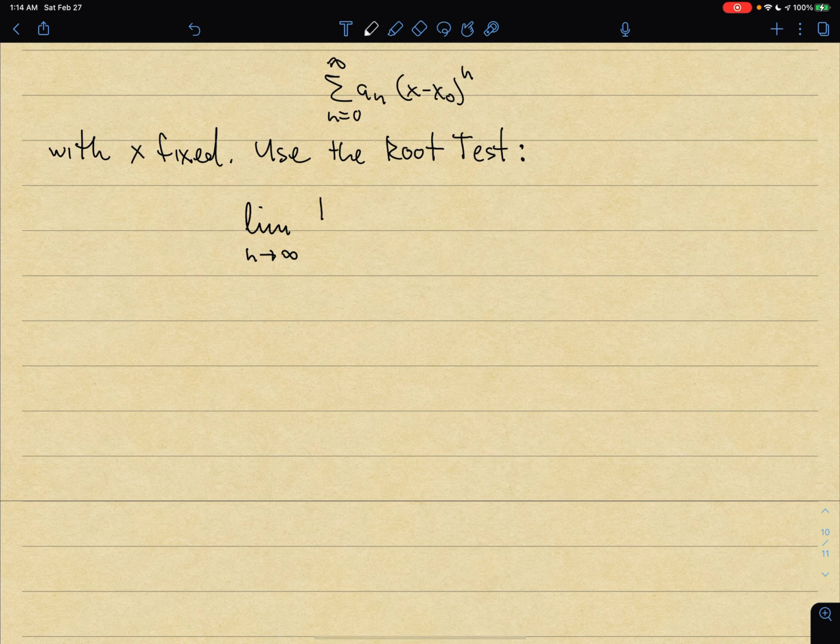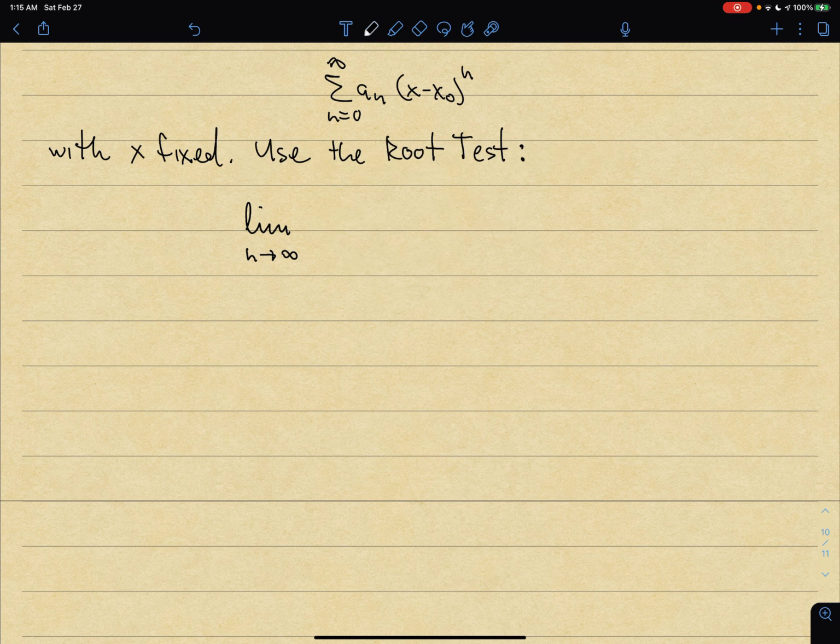It's an absolute value of a_(n+1) times (x minus x0) to the n plus 1, divided by the absolute value of the nth term, a_n times (x minus x0) to the power n. So let's see, what is this? This can be simplified. And again, I'm saying root test, but I'm writing a ratio test. I'm sorry about that.